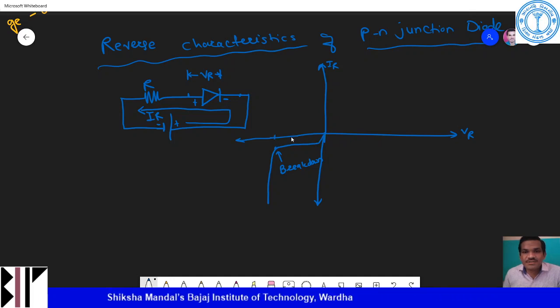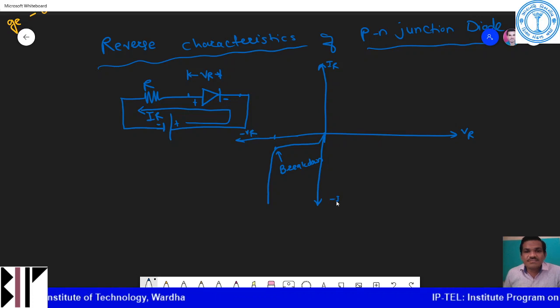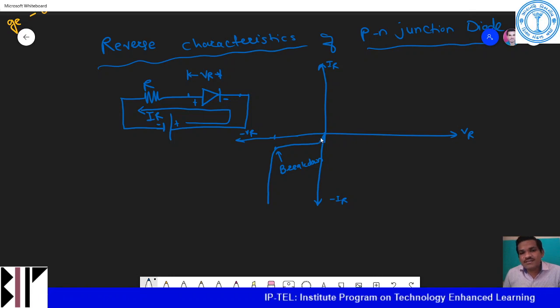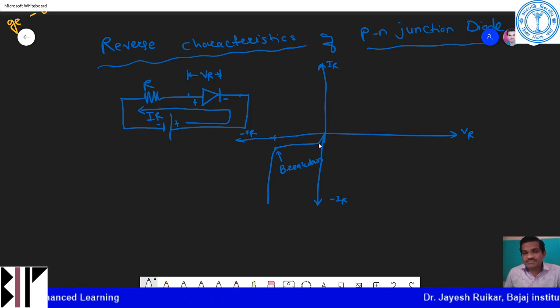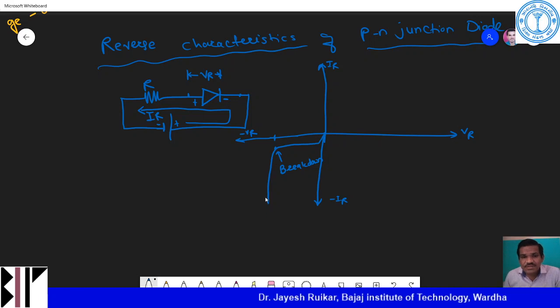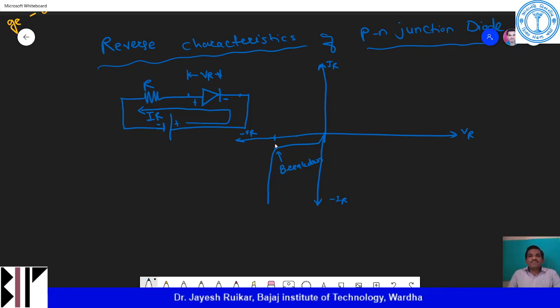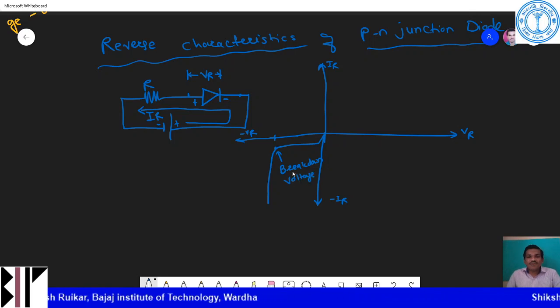So this VR is there, so you can see that this is towards minus VR, and this is your minus IR values. As long as the reverse polarity of this voltage increases, at a certain point your diode breaks. At a certain point you will get a straight line curve, and then it goes down exponentially. And that particular value is called the breakdown voltage of that diode.